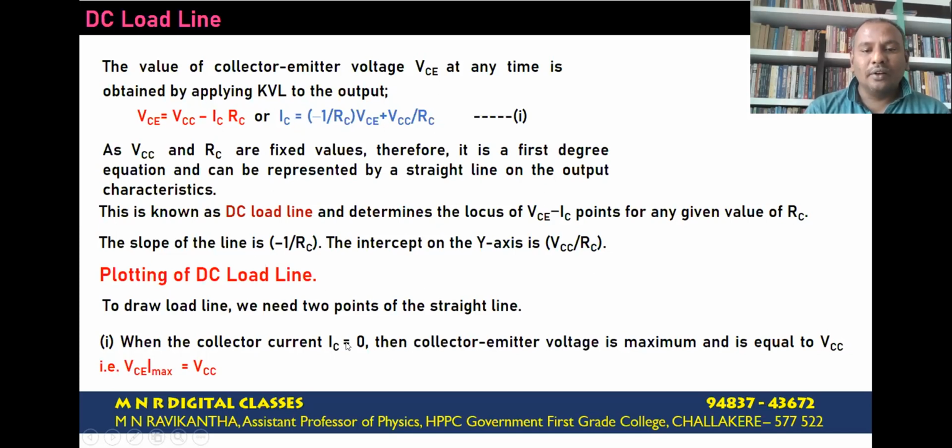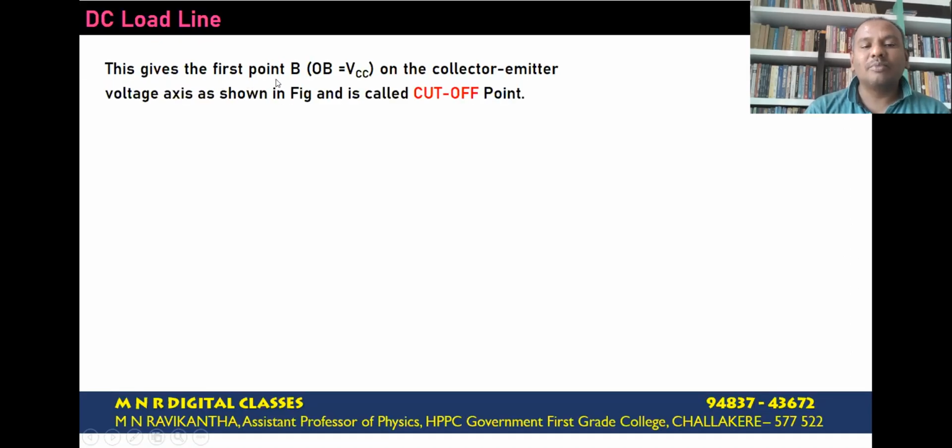Then, substituting the value of IC equal to 0 in equation 1, the collector emitter voltage VCE is maximum, and this maximum value is equal to VCC, the supply voltage. This value is obtained by using the value of IC equal to 0 in equation 1. This point gives the first point B on the collector emitter voltage axis, as shown in the figure, and is called the cutoff point.